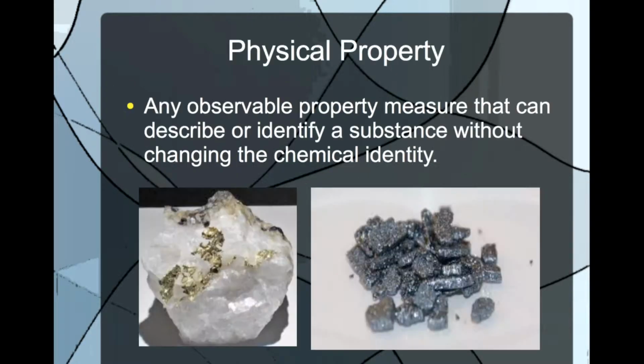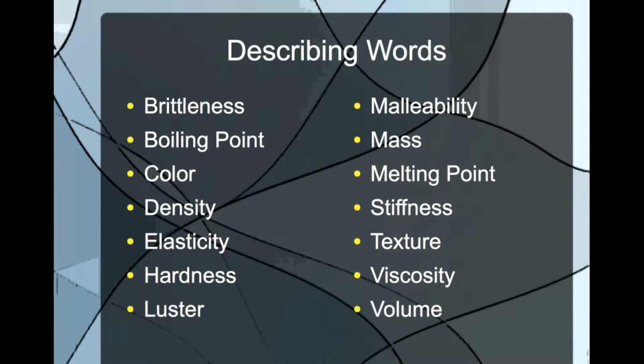So let's get going. A physical property is any observable property measure that can describe or identify a substance without changing the chemical identity. So this sounds really hard to understand, but it really is not that difficult. One of the easiest things to figure out about a substance are the physical properties. And here are some examples of physical properties.